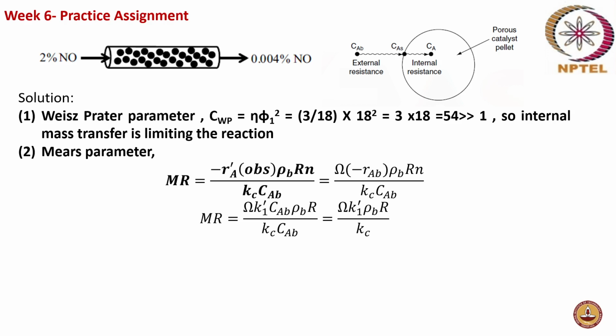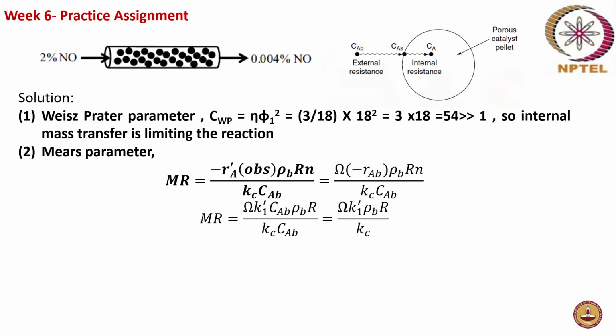Now, can we calculate the Mears parameter? What values do we have, and what values do we first have to determine before actually calculating it? We have the value of K1 prime, which we have already calculated and which is given in the question. The bulk density of the bed is also calculated and available. The radius of the pellet is available. However, we do not have the mass transfer coefficient Kc and the overall effectiveness factor.